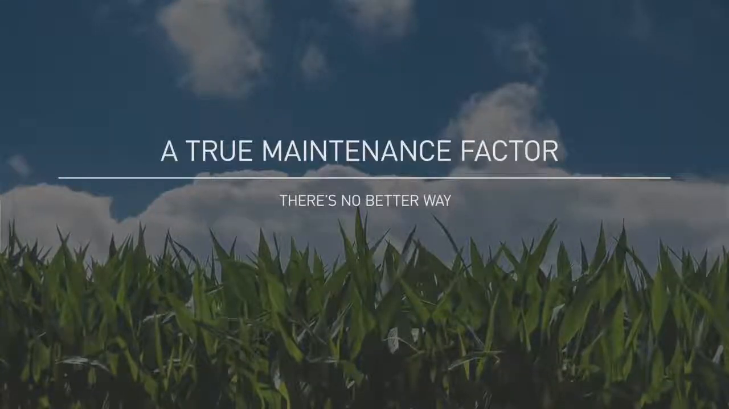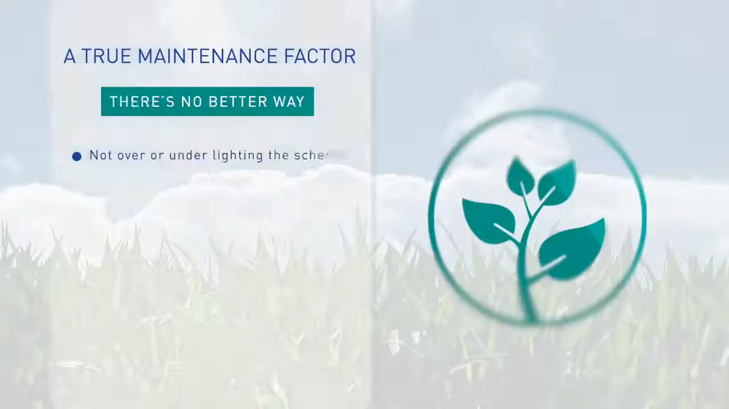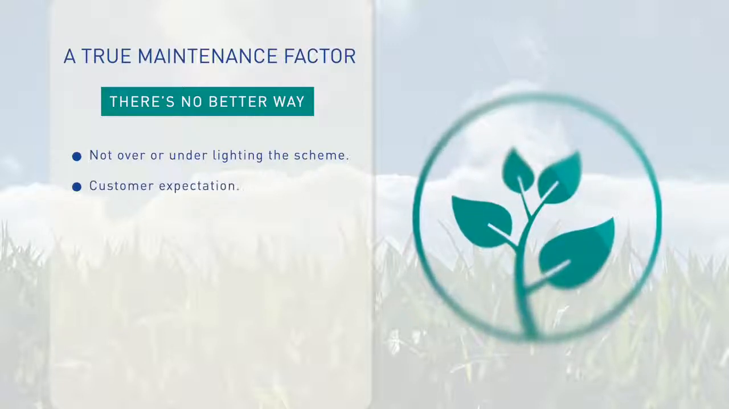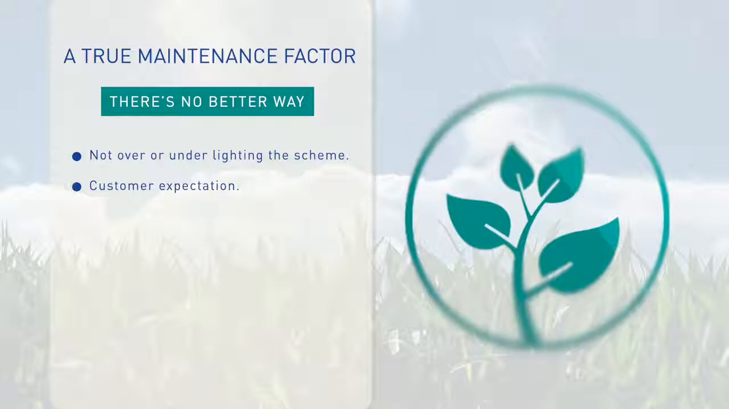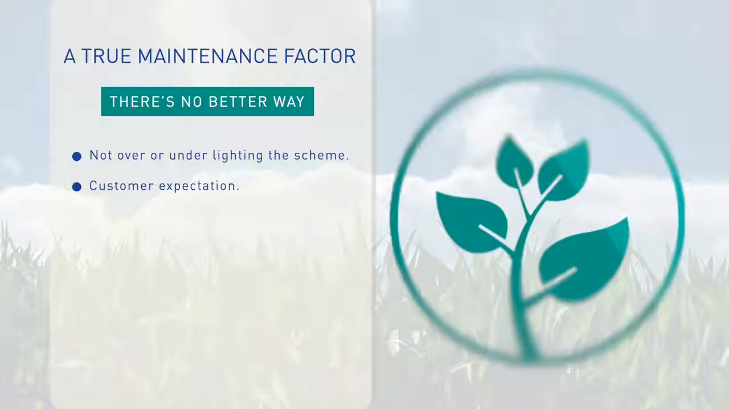So finally, true maintenance factor. There is no better way than actually calculating what the true maintenance factor is. We've obviously covered a lot of topics here. It's been a hard subject matter to cover. It's not an easy, exciting subject. But it's about not overlighting the scheme and not underlighting it. It's about customer expectations and making sure that what the customer gets is what they are expecting, and also what they've paid consultants and designers to deliver, as well as all the electrical contractors and the luminaire suppliers, etc. This is bespoke lighting for your project with all the correct information.